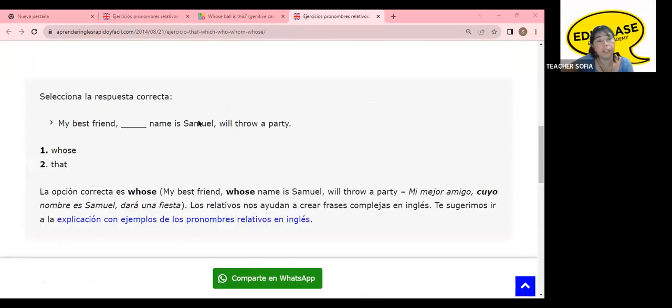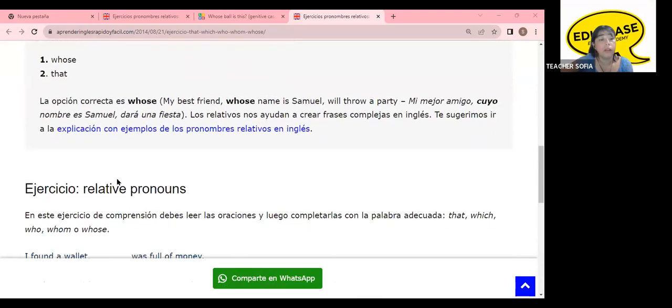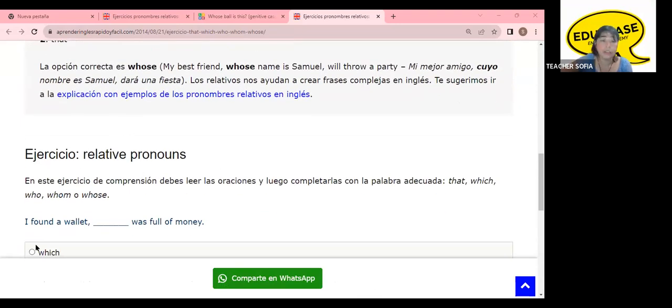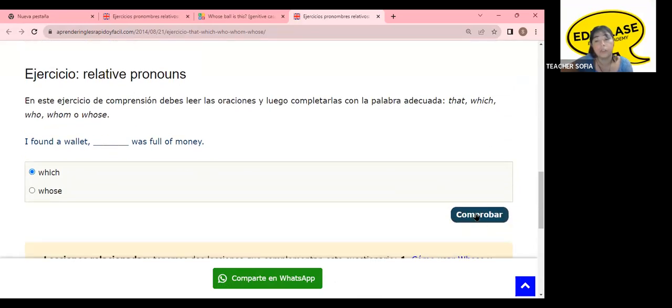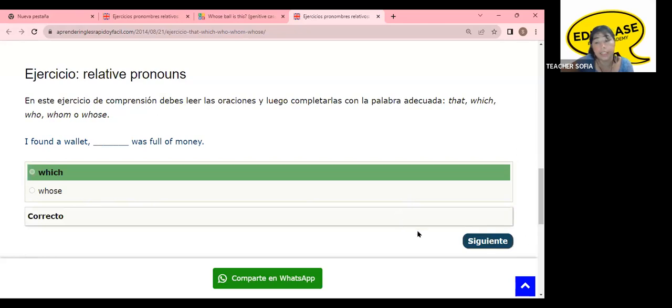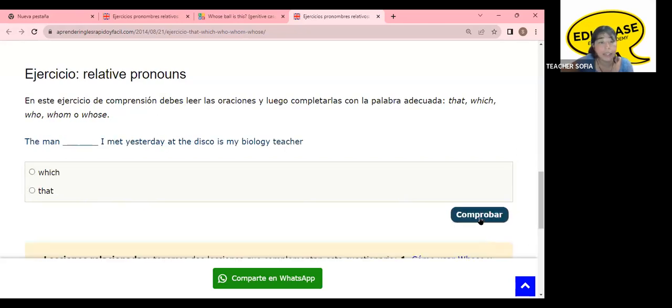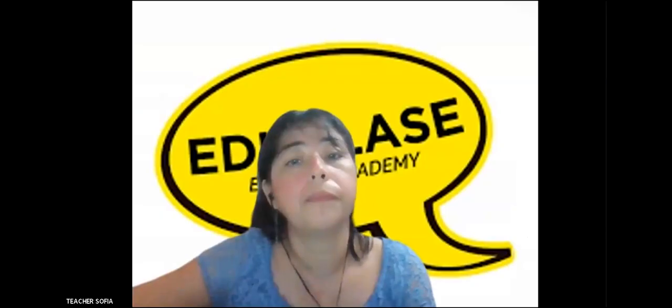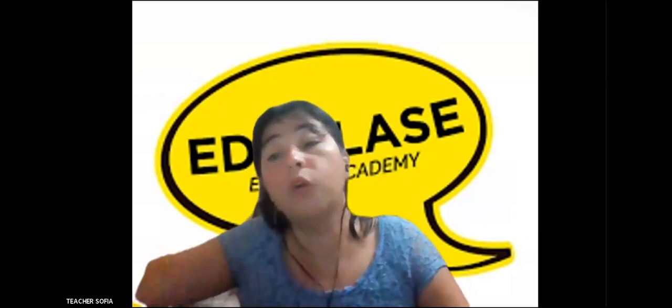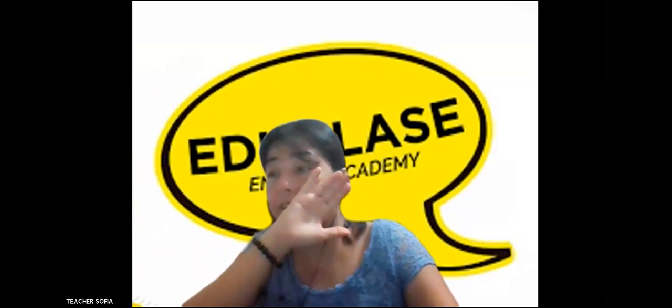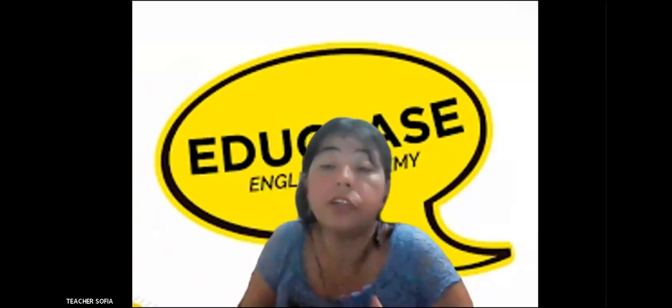Because that's what appears after the example. Here is the exercise, and I open it from the same link that I sent to the group. I choose my option and check it, then click next, siguiente. That's the way. If you don't have it, go down, and if it doesn't appear, it's probably because of your internet.